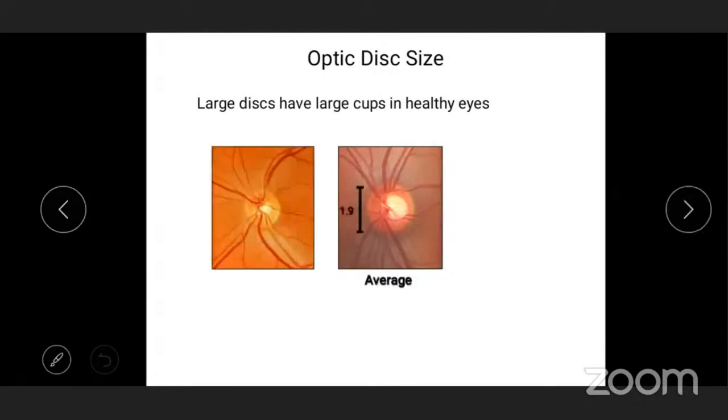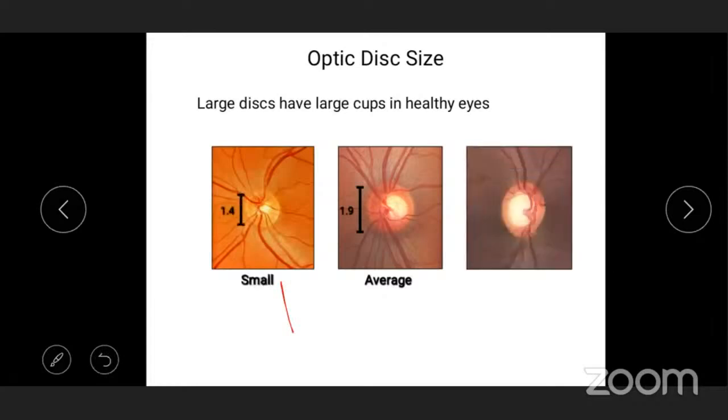So the optic disc size, I told you 1.5 millimeters is the normal one. You can see when you compare with the small disc, this one is a small one, and the large one, in which the scleral canal is large. That is why it can be a large cup, which may look glaucomatous, but actually this is just a large cup in a large disc size.